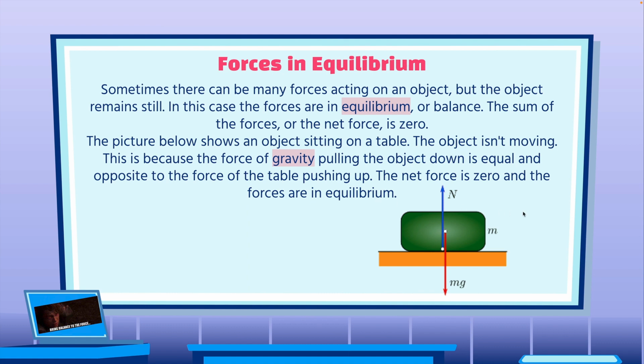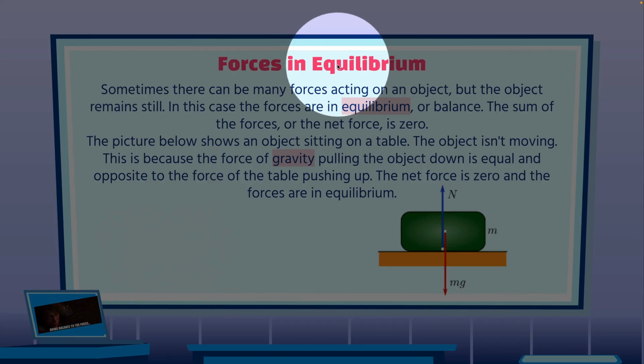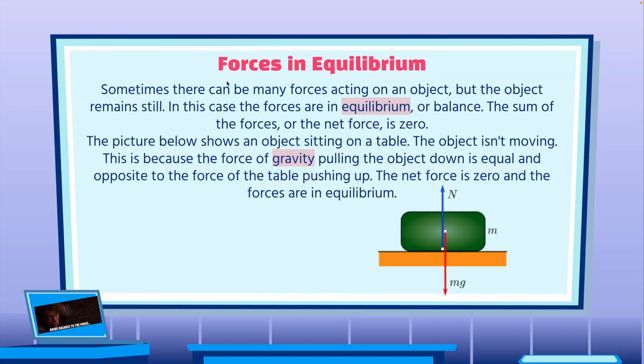Forces in equilibrium. Notice that in equilibrium, the prefix is equi, which looks a lot like equal. Sometimes there can be many forces acting on an object, but the object remains still. In this case, the forces are in equilibrium or balance. They're equal. The sum of the forces, or the net force, is 0.